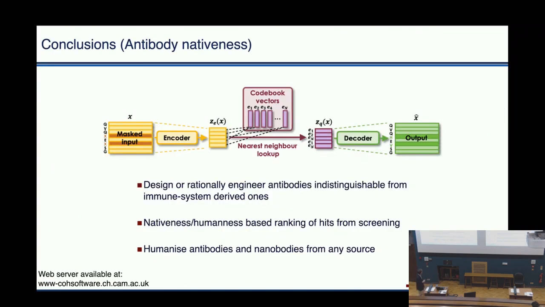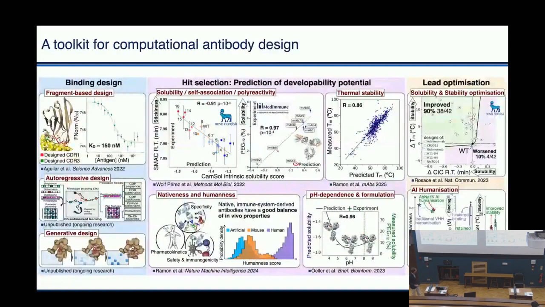So to quickly wrap this up, we have shown that we can design antibodies that are indistinguishable from immune system derived ones, and we can use this method for screening existing sequences or for humanizing available nanobodies, and indeed not just humanize them, but perhaps also improve their in vivo properties, including specificity.